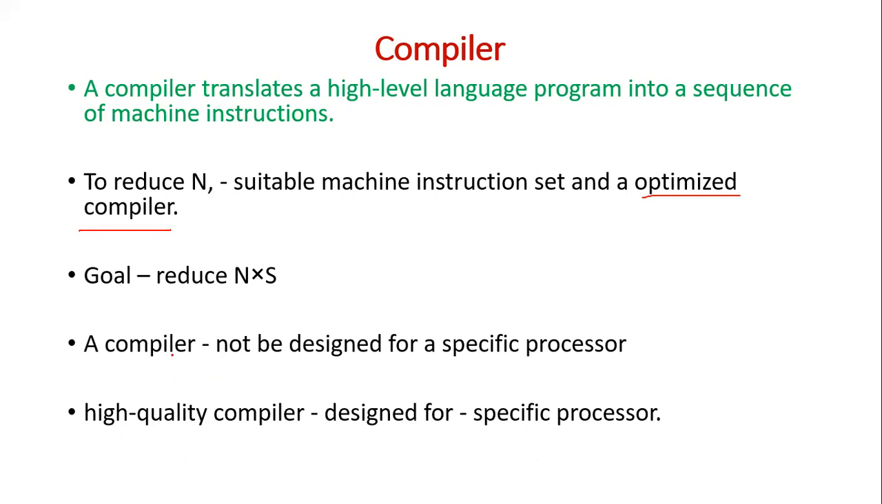But actually, a compiler may not be designed for a specific processor. If you want high-quality performance from the compiler, then the compiler should be concerned about the processor. It is not that a compiler written for one processor will give better results for another processor also. A compiler written for one processor may not give that good performance on another processor. So the compiler should be designed for a specific processor to get better performance out of the computer.